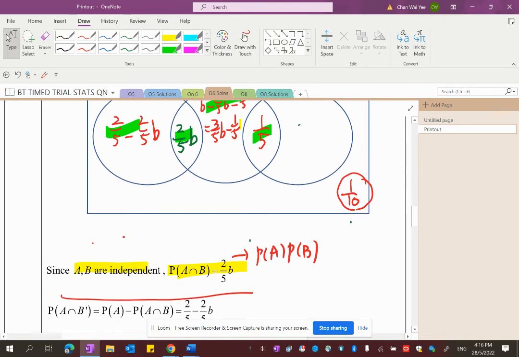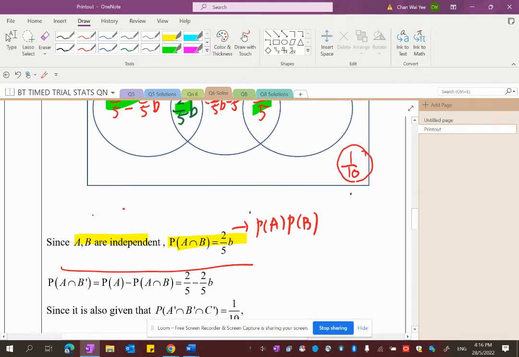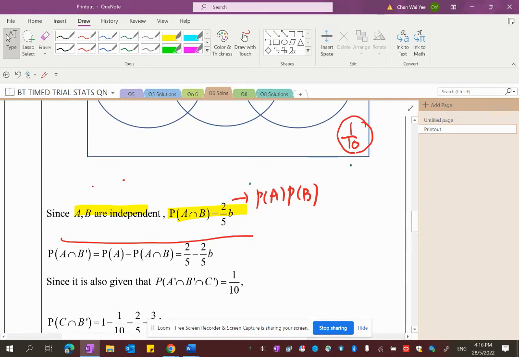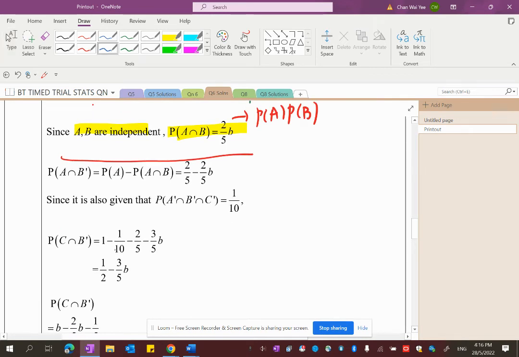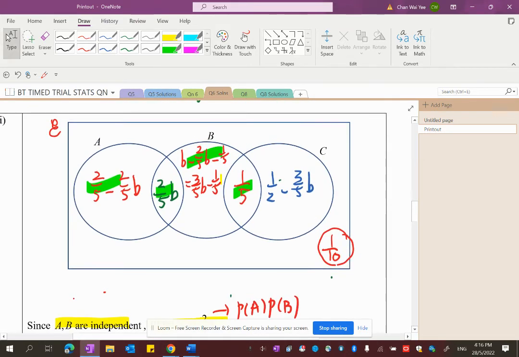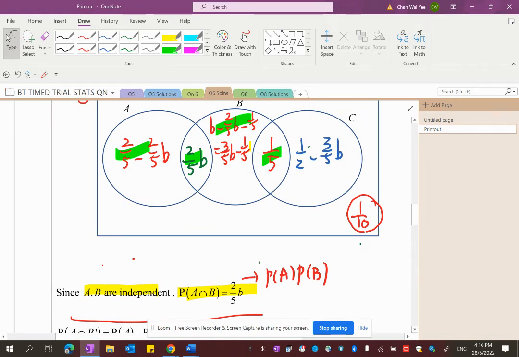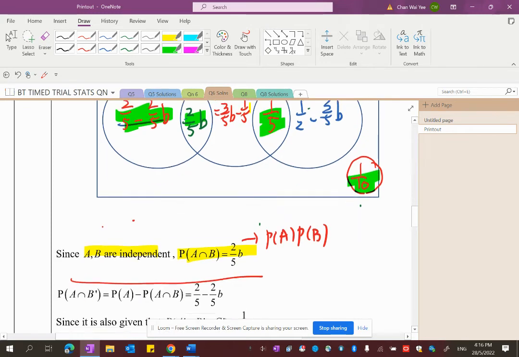So as a result, your probability here will be given as 1/2 minus 3/5 B. The working is reflected here: 1 minus 1/10 minus 2/5 minus 3/5 B, which is equivalent to subtracting all this in green color. So this is how you arrive at 1/5 minus 3/5 B.